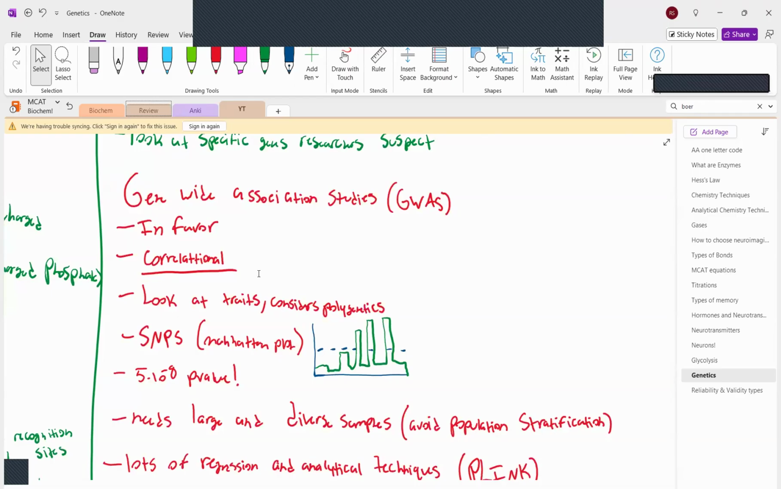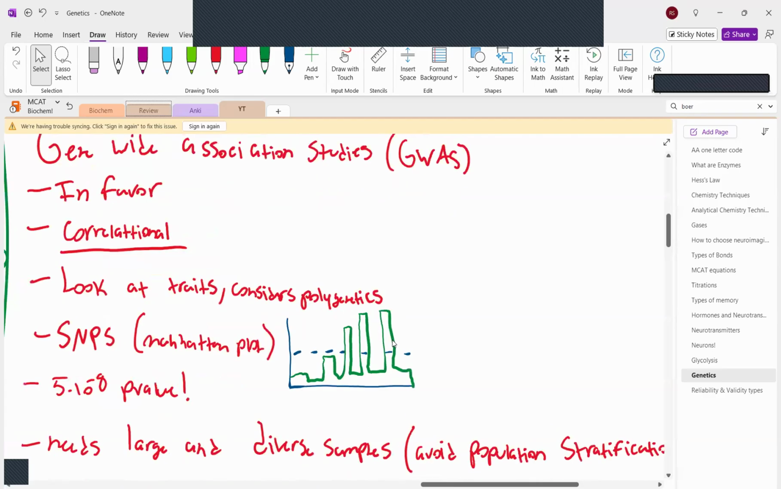So what is a trait that we're looking at? A trait would be something like height, hair color, narcissism, just stuff like that. I guess intelligence, just stuff that is really complex. And as I was saying, it looks at SNPs. So I have a Manhattan plot, which is just an example of it.